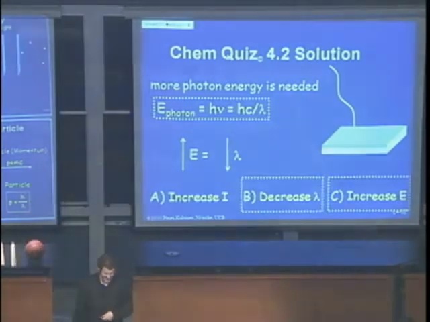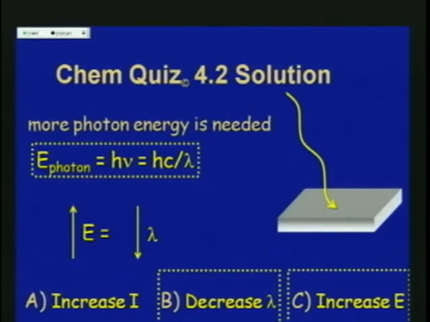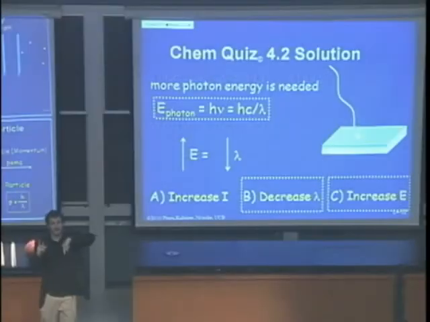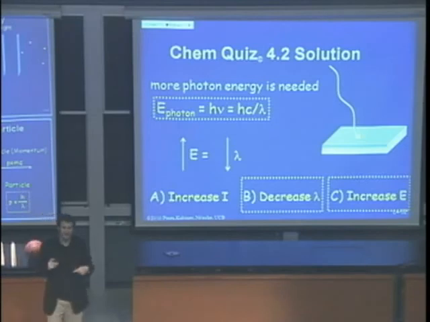Or B. Ha ha! Chumps! Gotcha. They're both right. So B and C are both correct, right? Stick with me. I still got 8 minutes. We see that energy and wavelength are inversely related. So decreasing the wavelength is the same thing as increasing the energy.